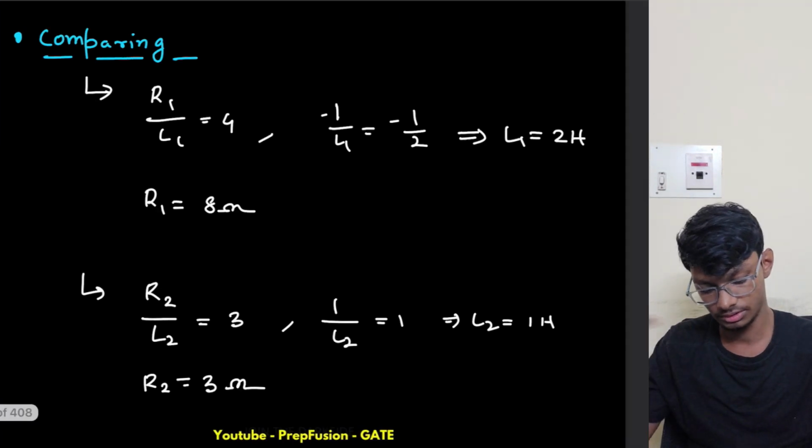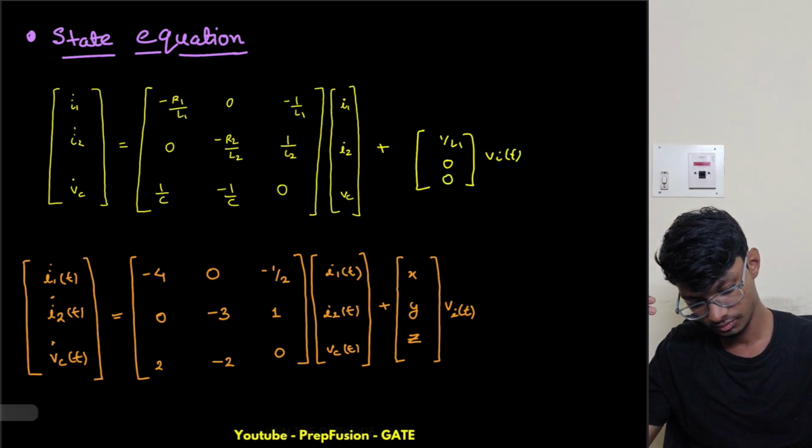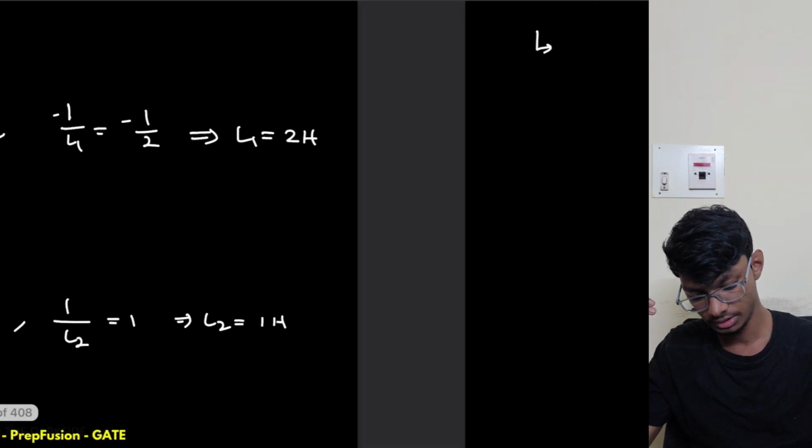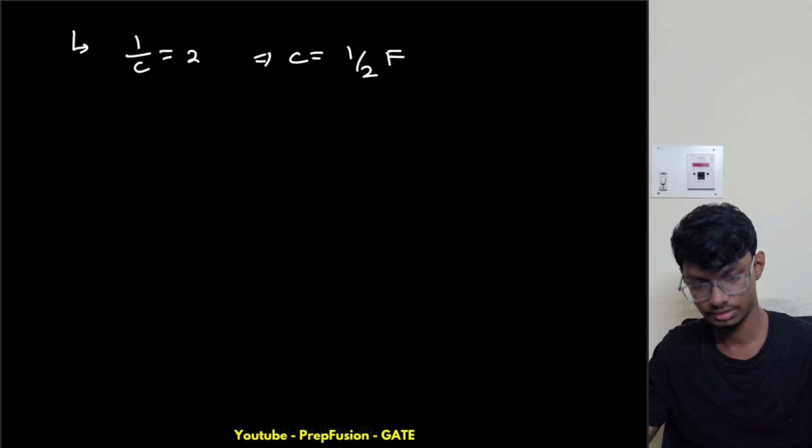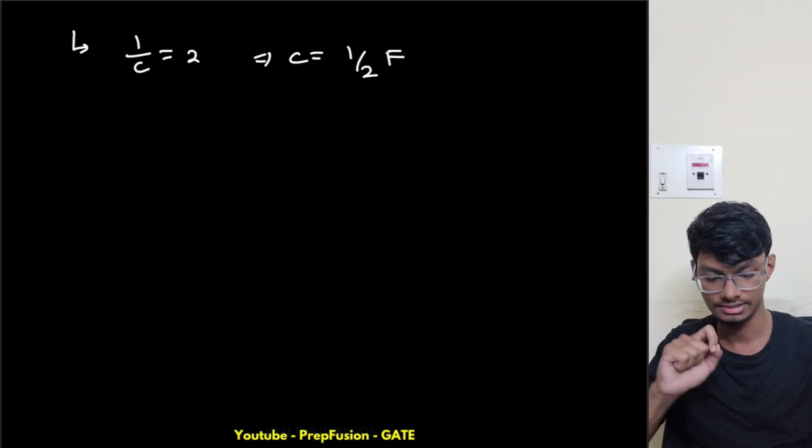Now like the third row. So basically 1 by C equals 2 only, right? So 1 by C equals 2, so C will be 1 by 2. So C will be 1 by 2 farad. Okay, so I got the values of R, L and C also, right?